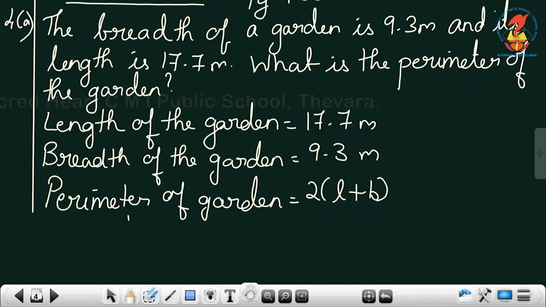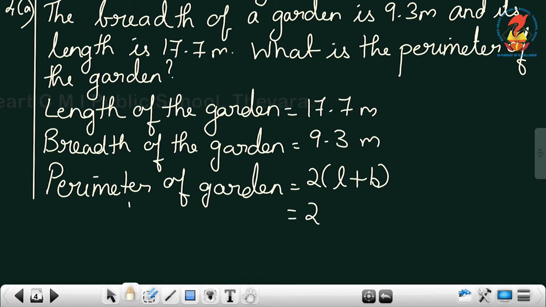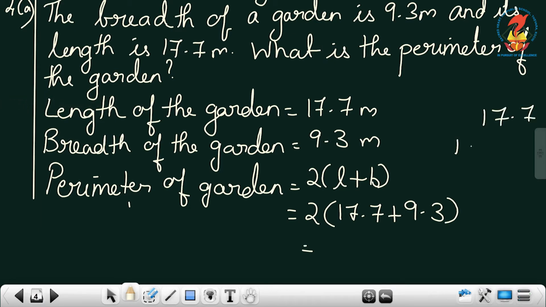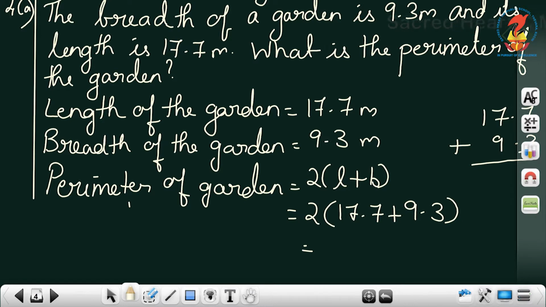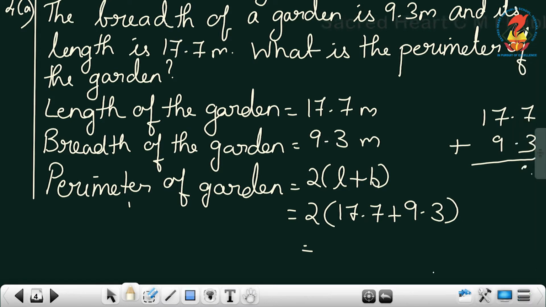So, how much is that, children? 2 times, what is L? 17.7 and what is breadth? 9.3. So, first you have to add that. You know how to add decimal numbers, isn't it? Do you remember, children? 17.7 plus 9.3. The decimal point should be in a single line. 7 plus 3 you get 10. You get 10, carry 1, put the decimal point. Again 1 plus 9, 10. 10 plus 7 you are getting 17, carry 1. So, you are getting 27.0.